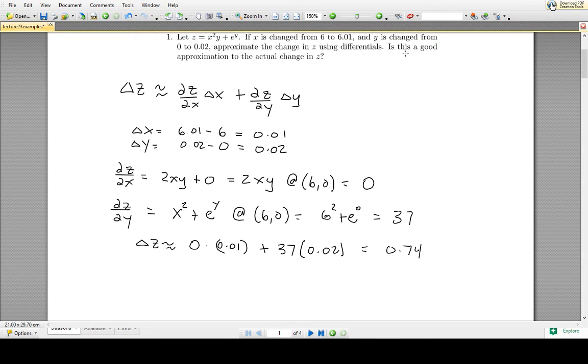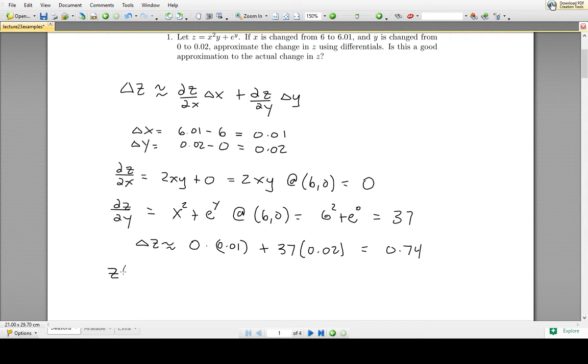The second part asks us, is this a good approximation for the actual change in z? So how do we calculate the actual change in z? To calculate the actual change in z, what we're interested in is what is z at 6.01 and 0.02 minus where they were originally. So let's calculate that now.